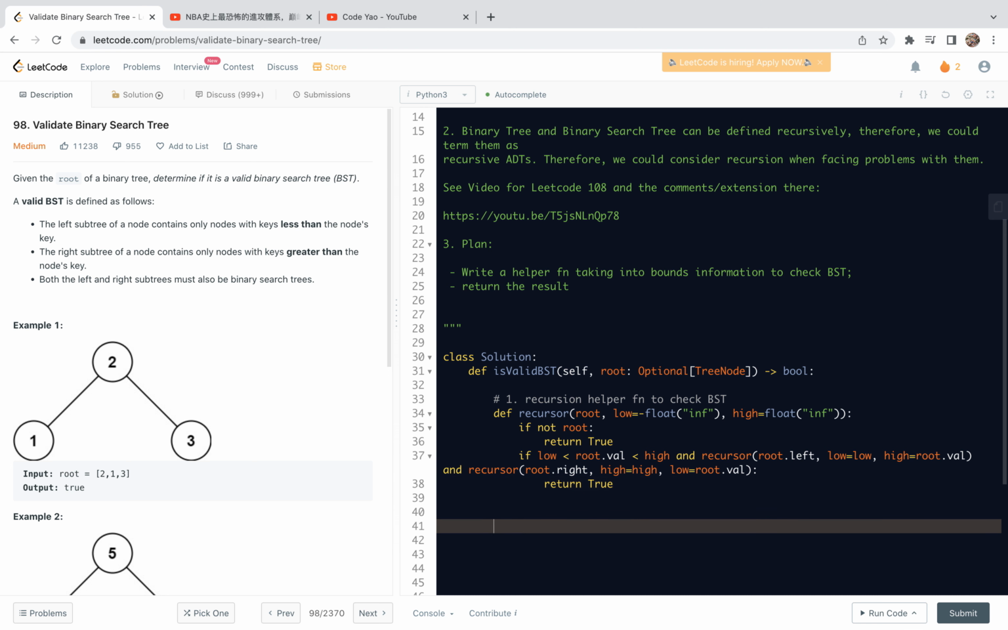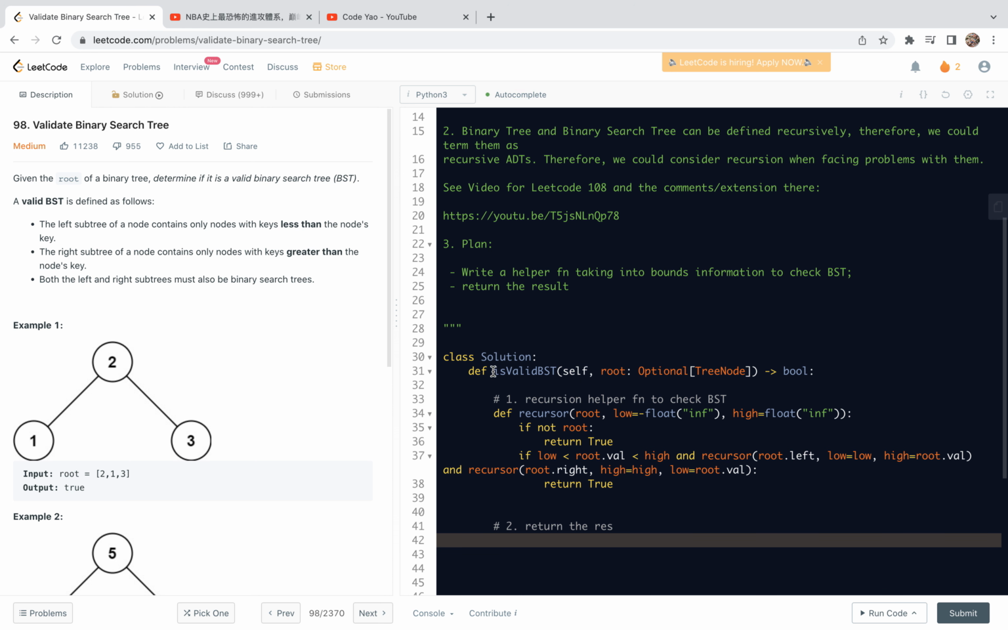With that said, we finished the first step, the recursive helper function to check BST. And secondly, we're going to return our result. We can regard this function signature just as a wrapper for the helper function. The helper function does the main job, so we just need to return recursor root, because we use the bounds as keyword arguments.